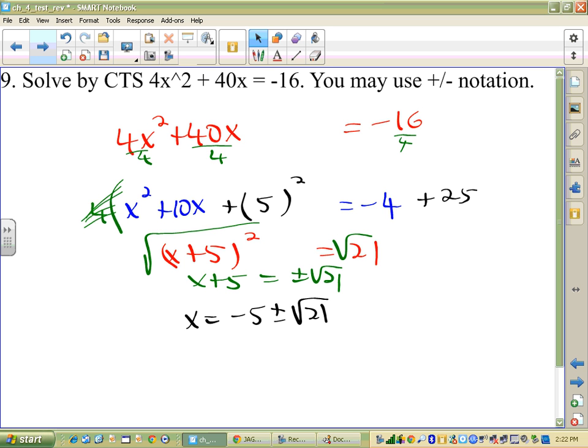When we complete the square, on the left, we get a trinomial x squared plus 10x plus 25. Perfect square trinomials factor into binomial squareds. That was 4.7, completing the square.